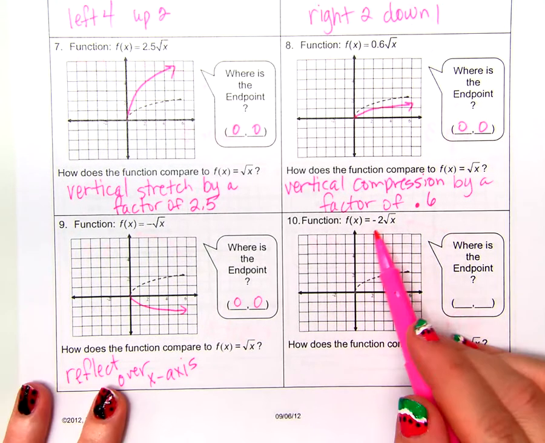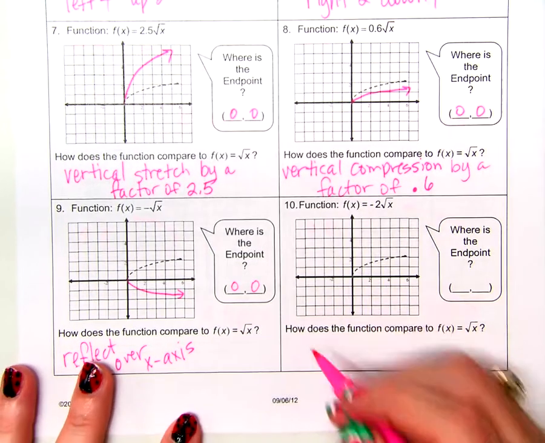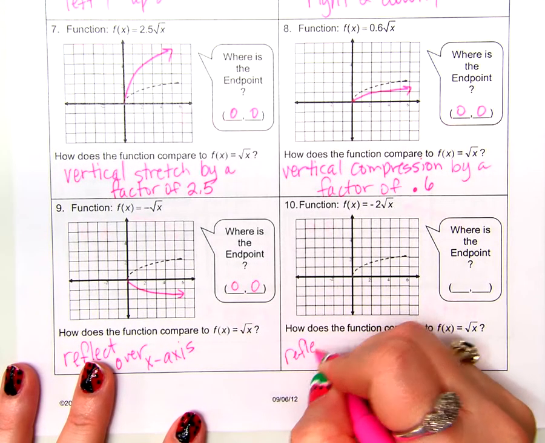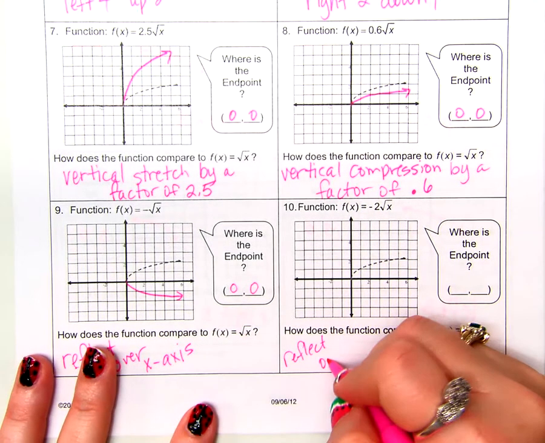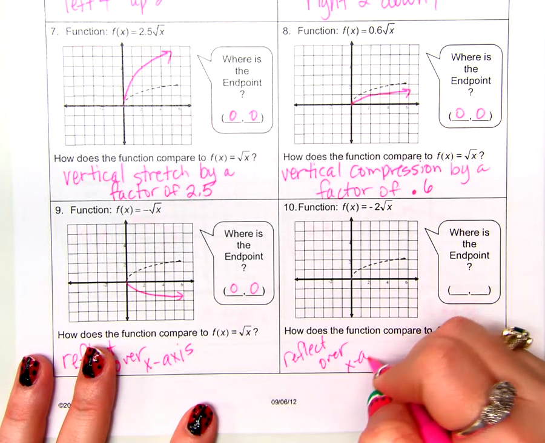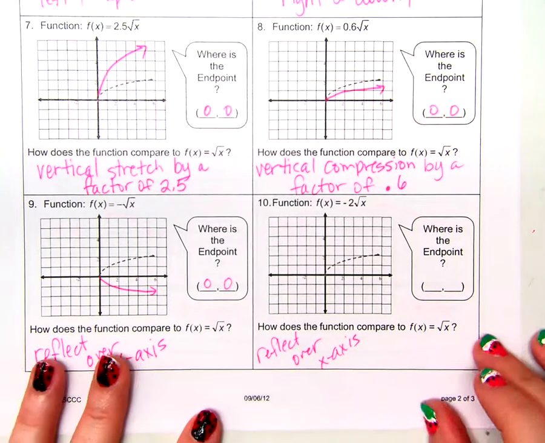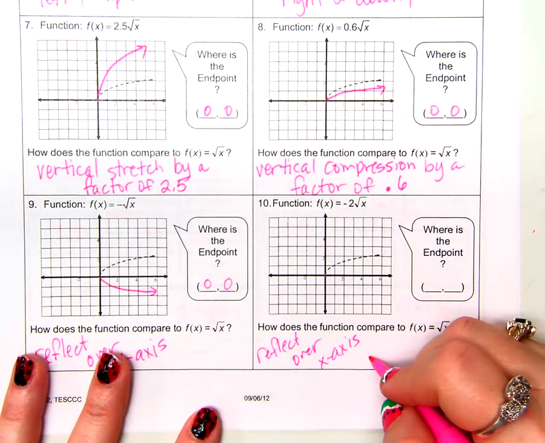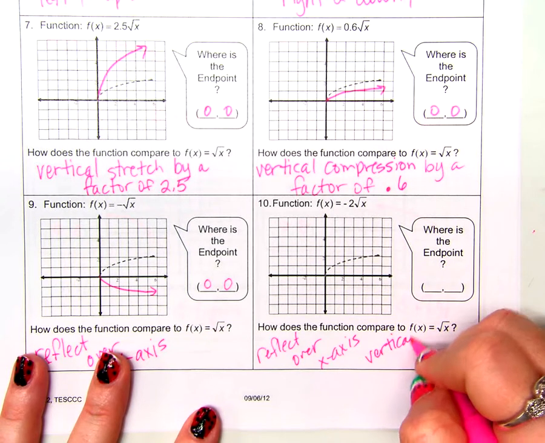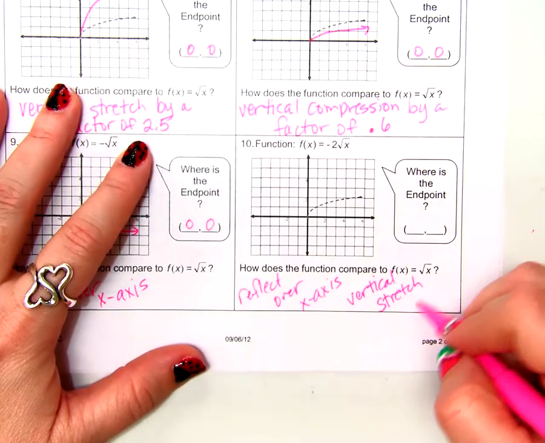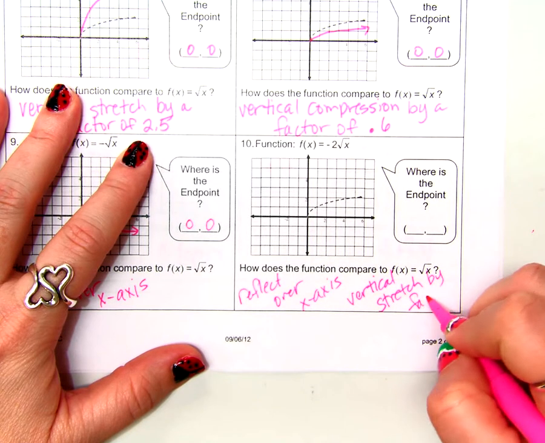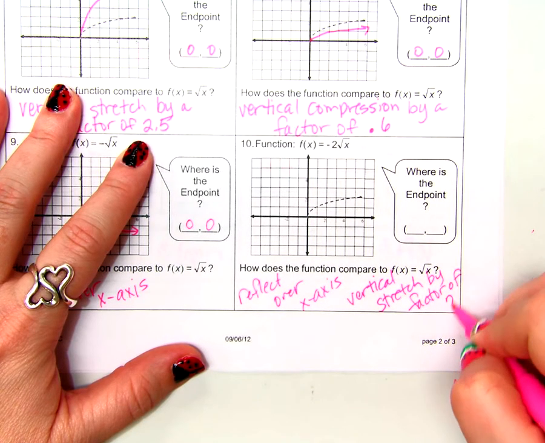We want to say it reflects and then it stretches, right? Reflect. Like I said, it starts to matter, because in this one, I guess it really doesn't, okay? But this is the kind of situation where it's going to start to matter, okay? We're going to start seeing that it matters. Reflects over the x-axis, vertical stretch by a factor of 2.